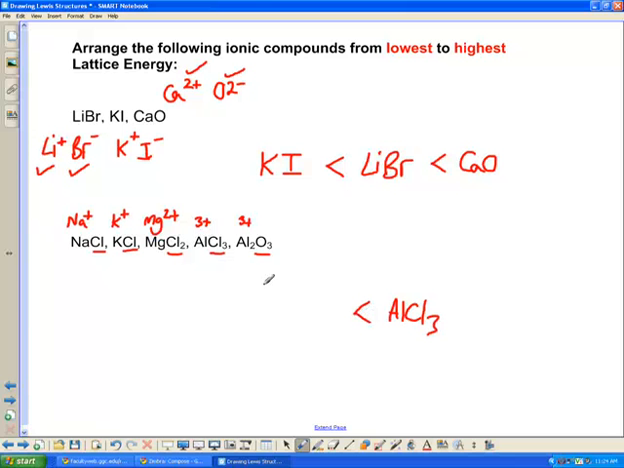aluminum has a 3+ charge, magnesium has a 2+ charge. It doesn't matter about the number of chlorines, because each of them is Cl-. What matters is the metal here.